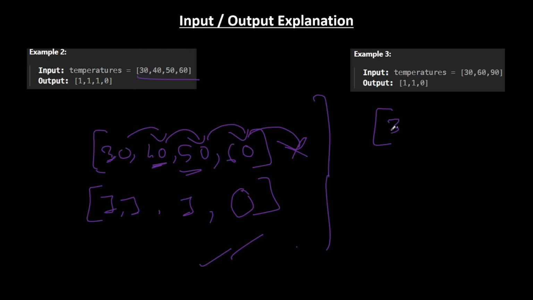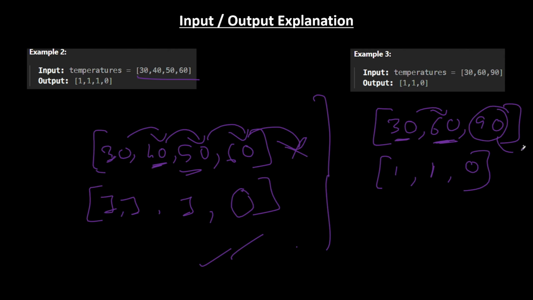Let's take this example: 30, 60, and 90. From 30, the next higher temperature is 60 after one day itself. For 60 also it's 1, and for 90 it will be 0 because there are no more temperatures given to us after 90. I hope you understood the input output explanation. Now let's move to the next slide.